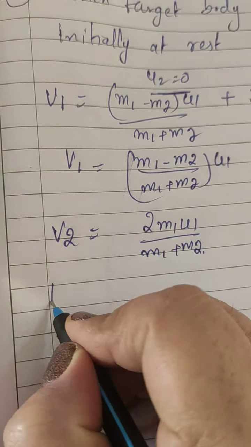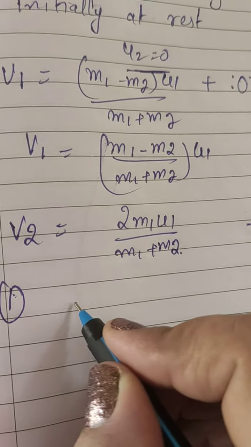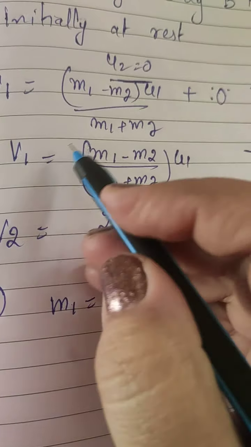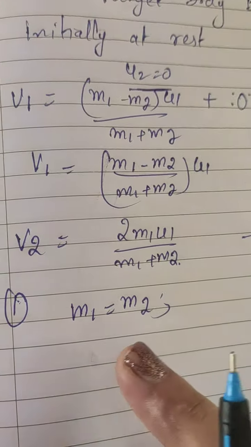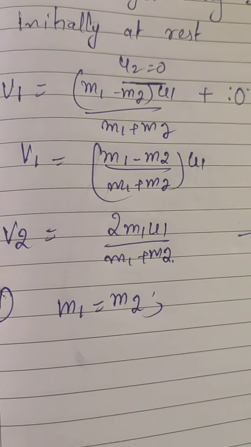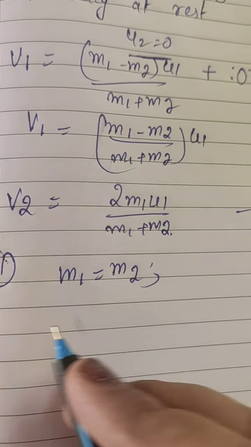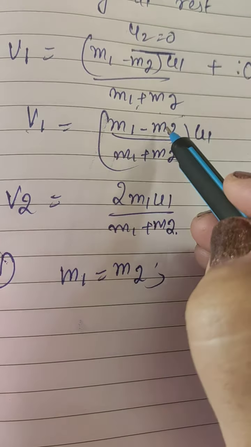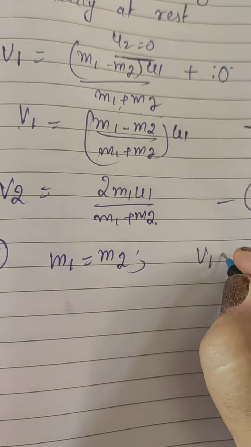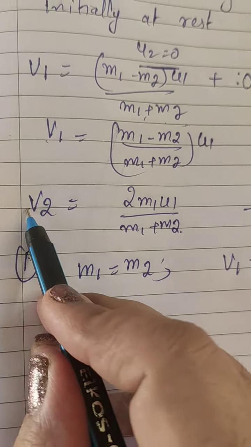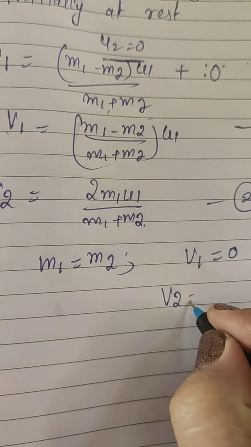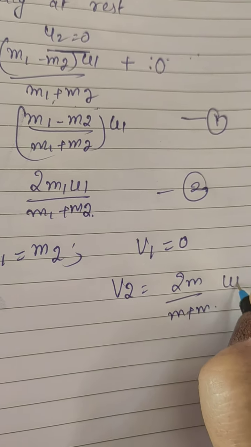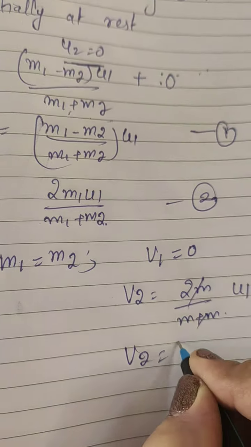Now let's look at further special cases. The first case is when two masses are equal, that is m1 is equal to m2. We will apply these special cases to these expressions. Putting m1 equal to m2, you can see that v1 comes out to be 0. So v1 is equal to 0. And v2 is equal to 2m upon m plus m into u1, so v2 is equal to u1.